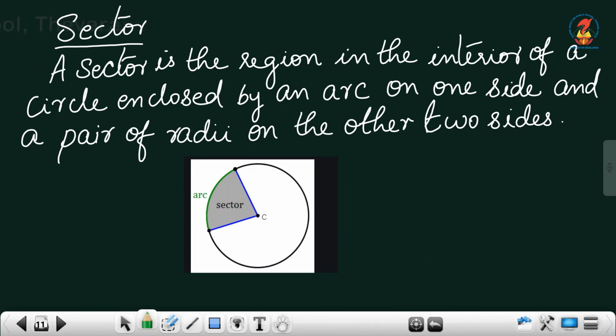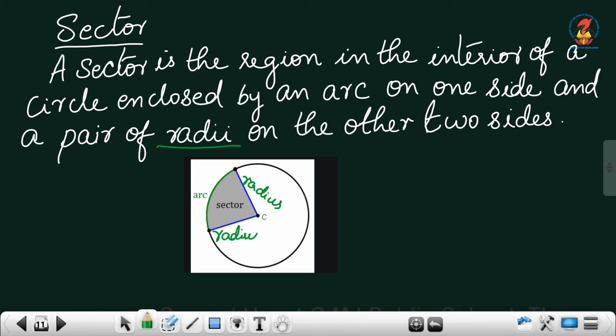It's the region in the interior of the circle enclosed by an arc on one side and a pair of radii. Radii means plural of radius. So, pair of radius means what? Two radius. This is a radius. From center to any point on the circle is a radius. This is also a radius.